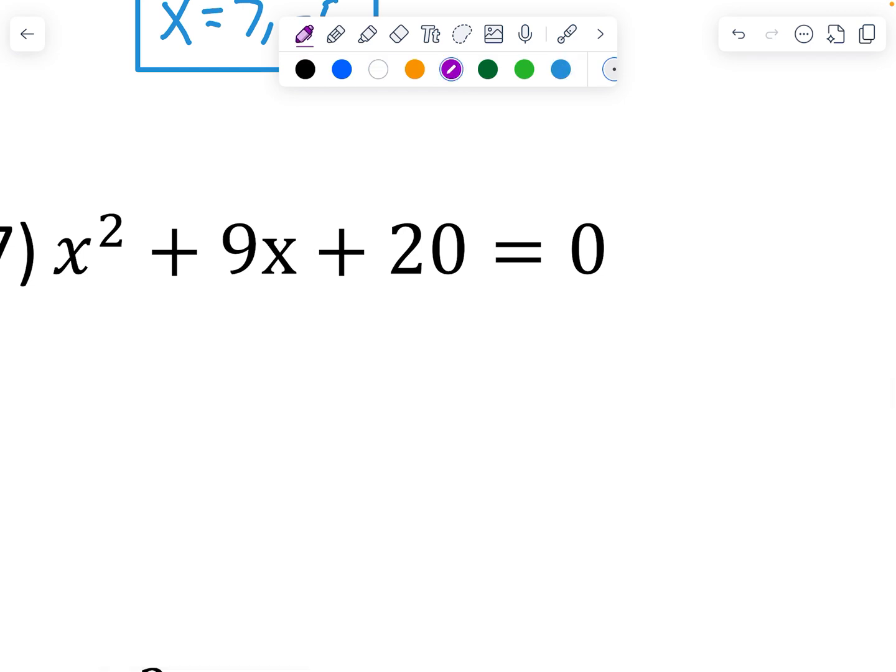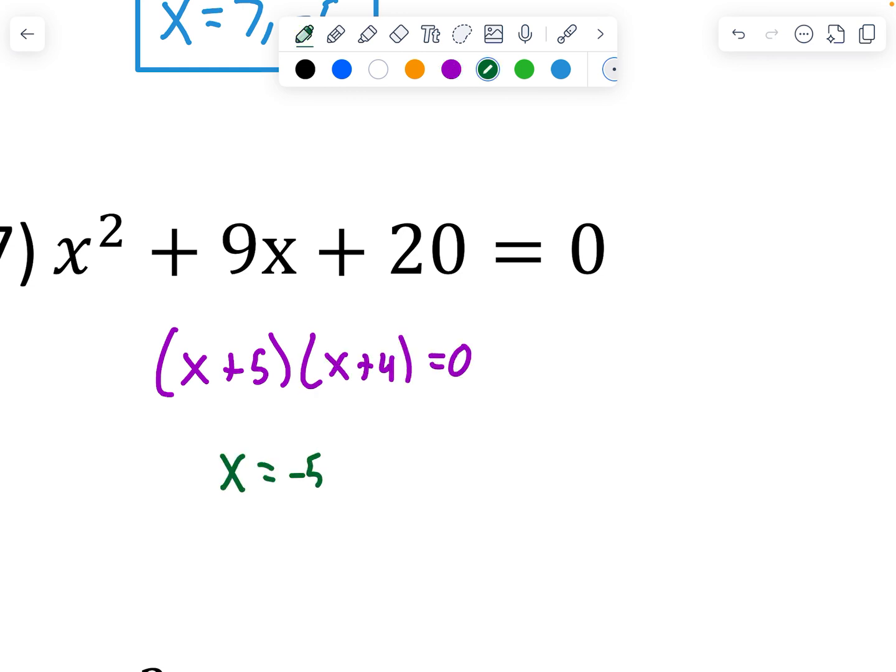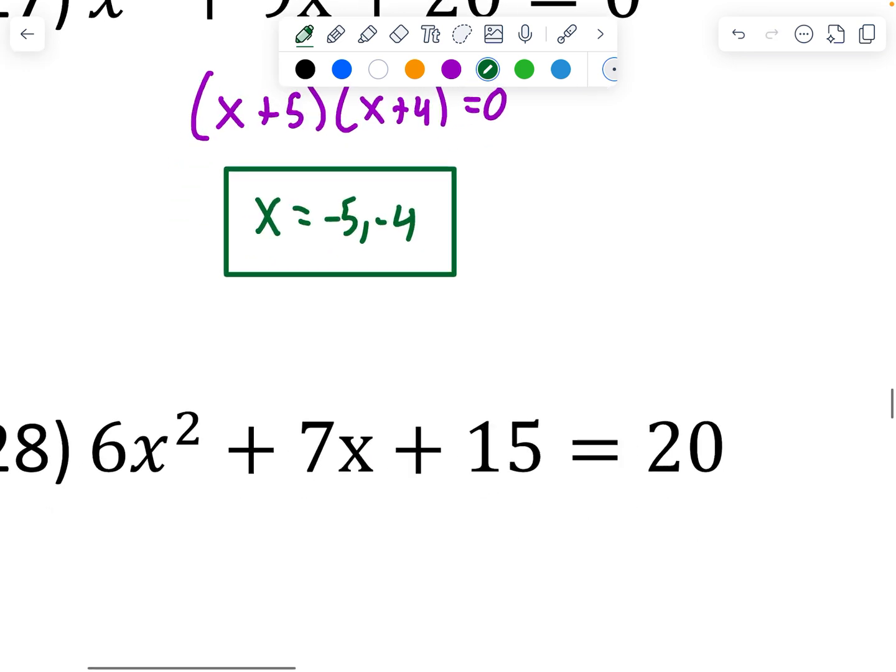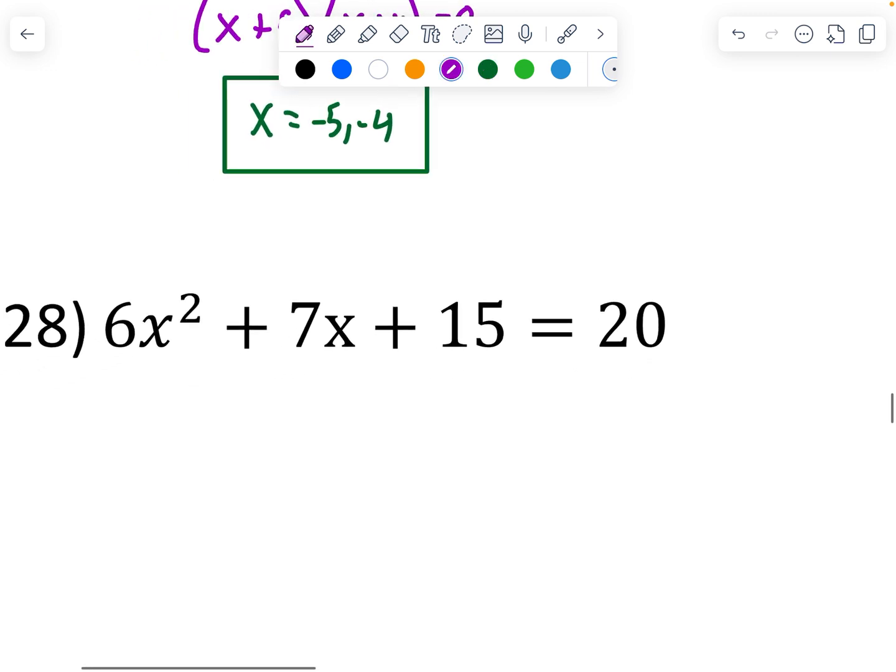Okay, this one's multiply to get 20 and add to get 9, so that's 5 and 4. And so we get x equals negative 5 and negative 4. Remember, on a graph, these are your x-intercepts. Don't like my rectangles today. Yay. All right. On this one, we got to make this equal to 0 first.